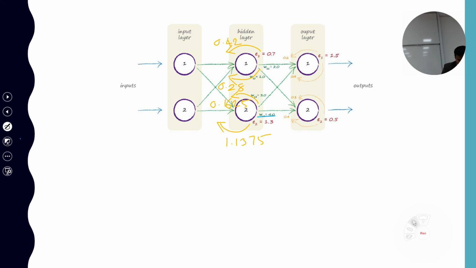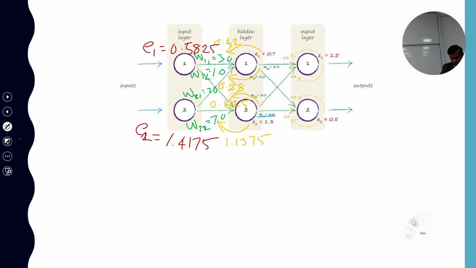And you can see the values here of W11 is 3.0, W12 is 1.0, W21 is 2.0, W22 is 7.0. And finally, you can also see what is the error E1 at the input layer, 0.5825, E2 at the input layer is 1.4175. So with the same thought, you can actually perform various calculations.